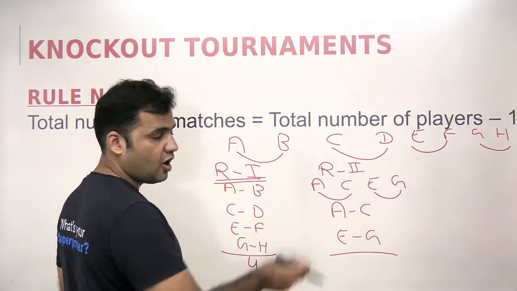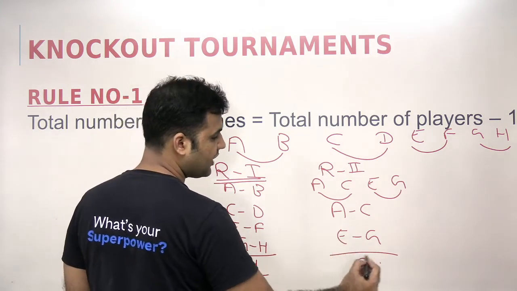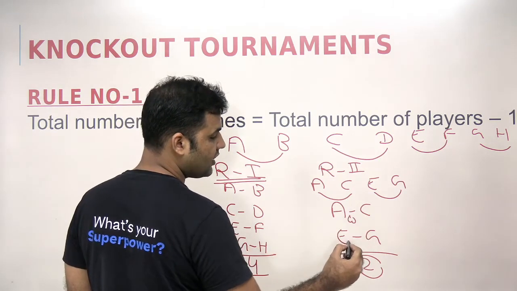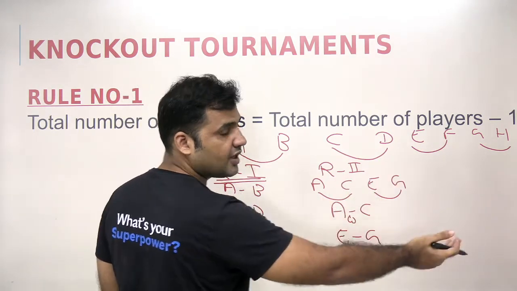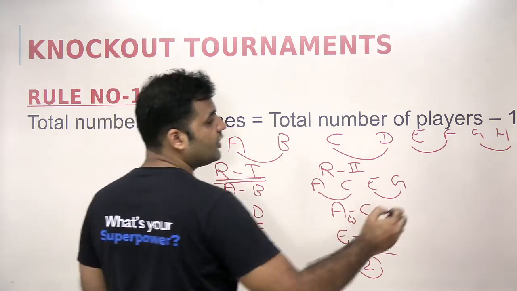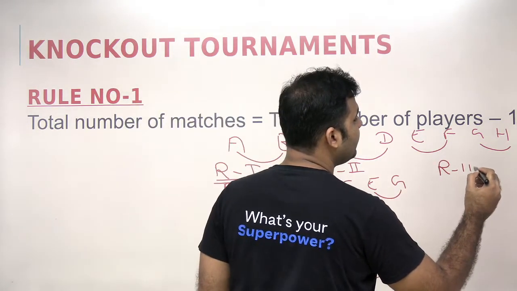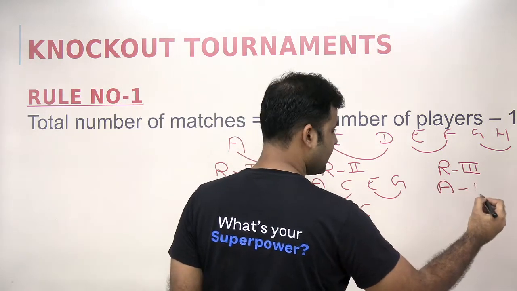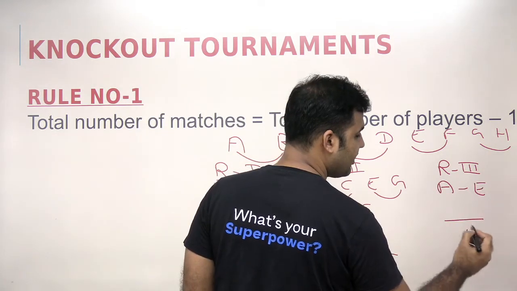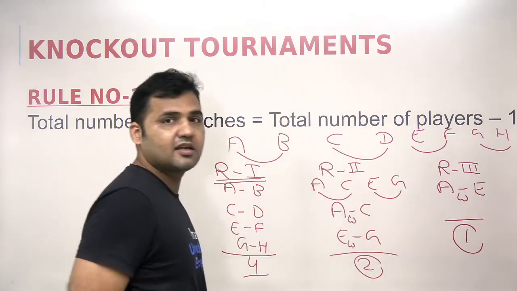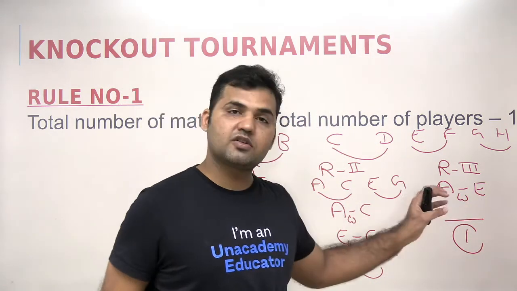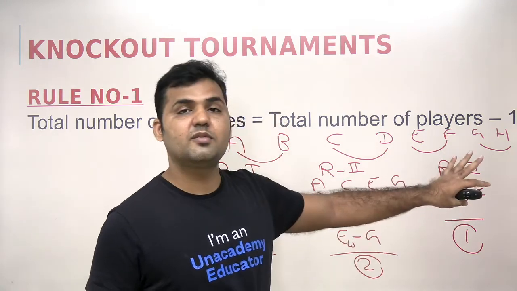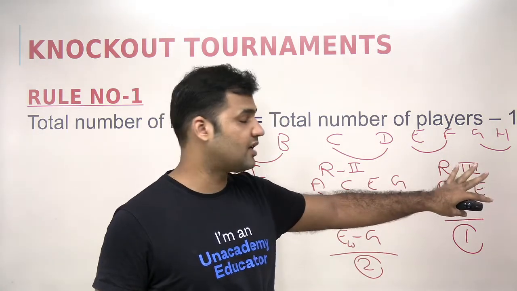And again, how many winners will I get? 2 matches, so I have 2 winners, right? Let's say this is a winner, this is a winner. So the winner will move to the next round and the loser will be eliminated. In round 3, I will have 2 teams participating, and these are A and E. How many matches will happen? 1, and the winner of this match will be declared the winner of the tournament.